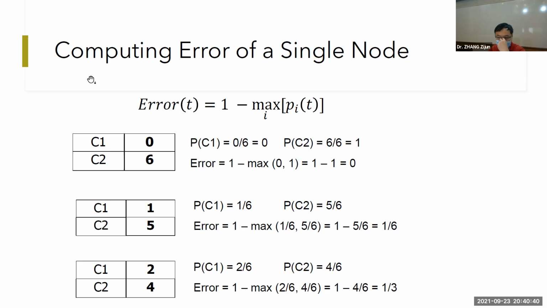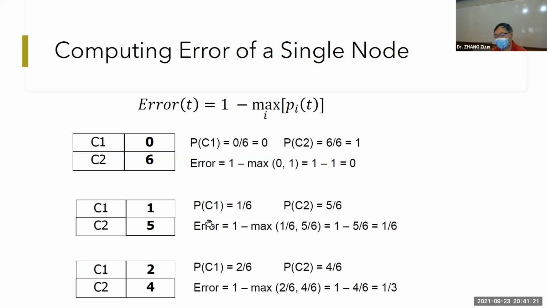So here is an example of computing the error of a single node. We use classification error as the measure of impurity. In this example, we compute 2 P's because we just have 2 classes. The frequency of class 1 is 0 over 6, which is 0, and for class 2 it is 1. Then we take the max frequency. The max between 0 and 1 is 1, so 1 minus 1 is equal to 0. That means the error becomes 0, meaning the node is very pure.